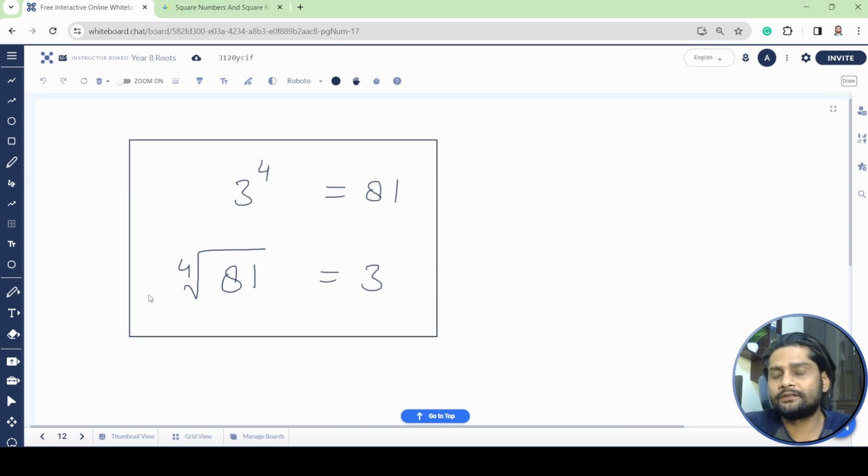You can go through these examples, students. In the next class, we can talk more about different laws of indices, or different laws of powers.